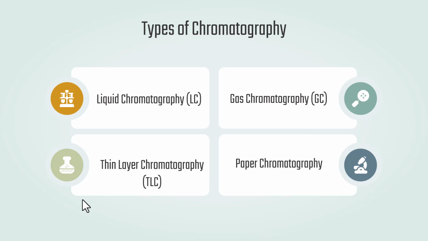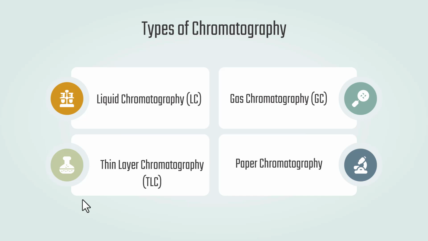For example, in a lab, scientists might use LC to separate vitamins in a supplement to check their purity. Gas chromatography uses a gas mobile phase. This is often used to analyze gases in the atmosphere or to test the purity of substances that can be vaporized without decomposing, like essential oil.